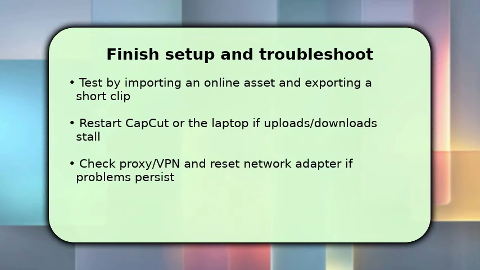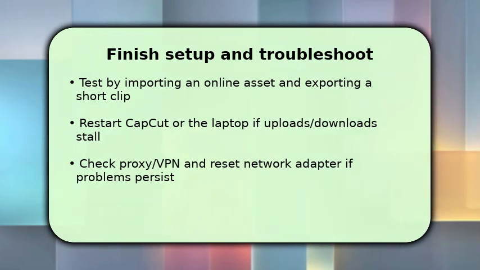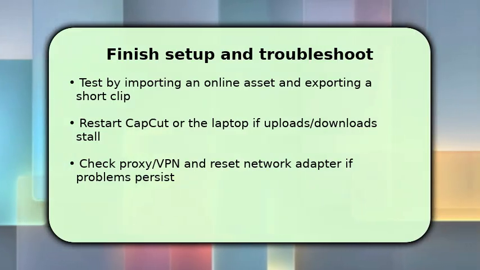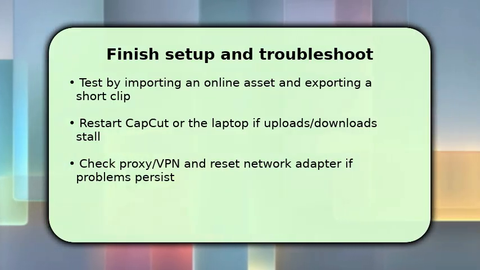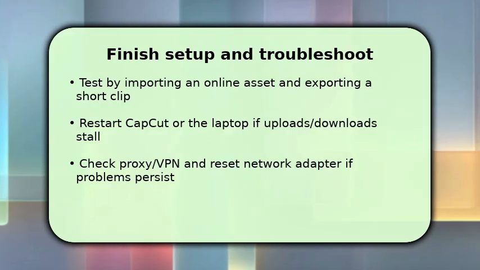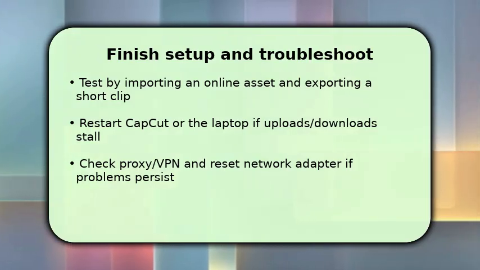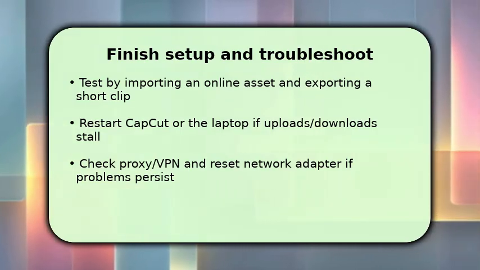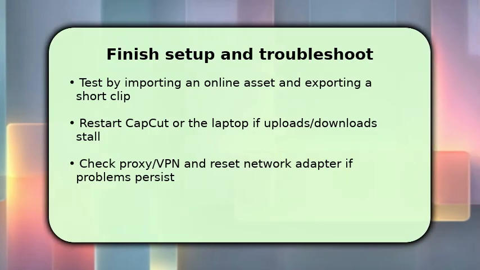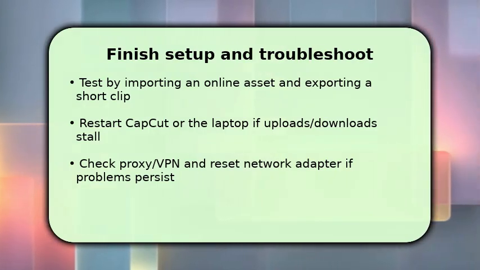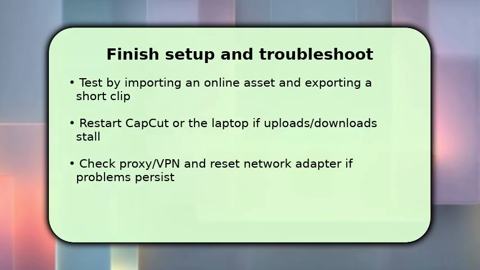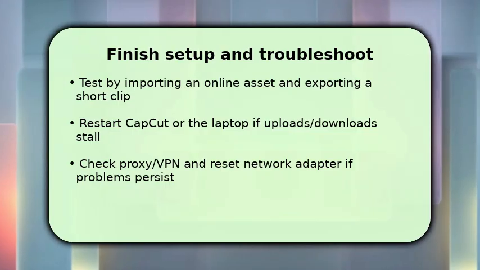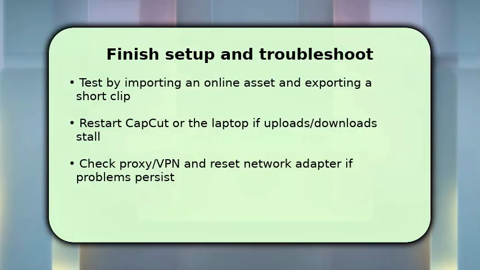To finish, run a quick test. Import an online asset or a cloud photo and export a short clip to confirm upload and download functionality. If speeds are slow or items fail, first restart CapCut and then the laptop. That clears temporary blocks. Make sure any VPN or proxy isn't restricting traffic, and if needed, reset the network adapter or flush DNS. This single troubleshooting tip, disable VPN/proxy temporarily, fixes most connection problems and gets CapCut back online quickly.